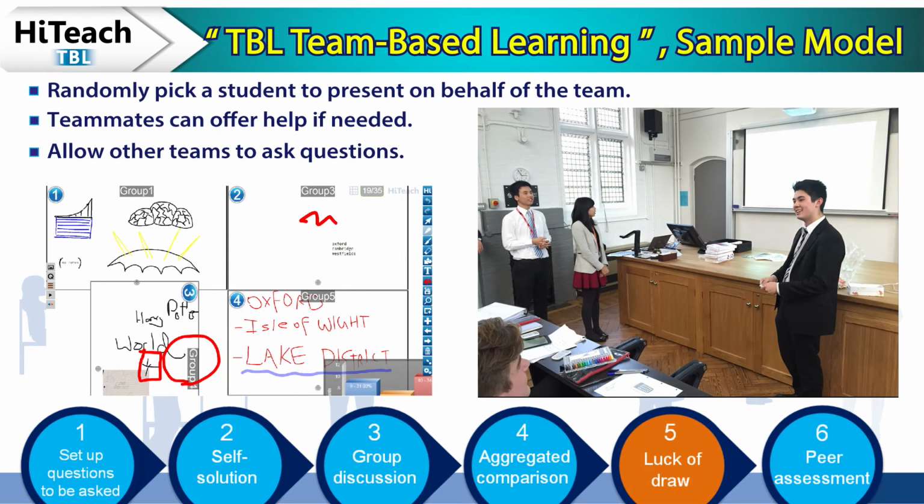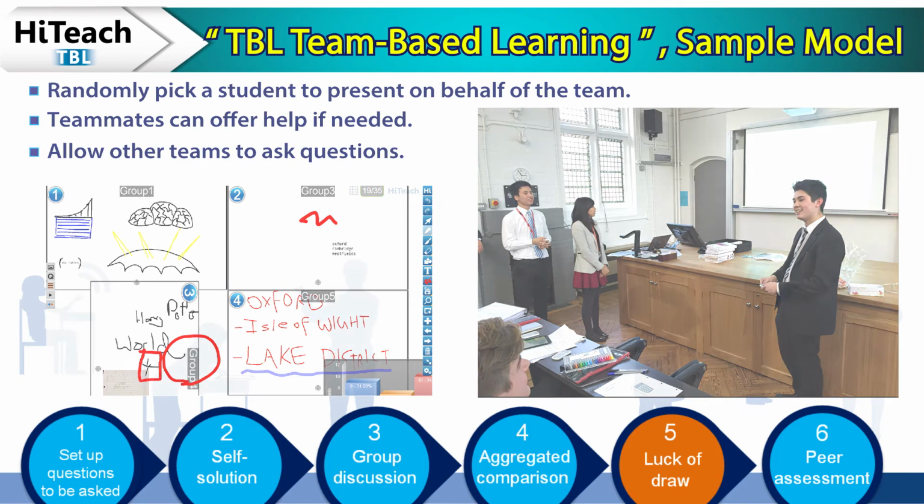Step 5. Luck of the draw. A randomly selected student will come to share the group's answer. The student's performance will represent the team's achievement, which can effectively promote mutual learning and teamwork. If the student is really not good at presentation, the teacher can then offer encouragements, and the students from the same group can also come to the rescue.